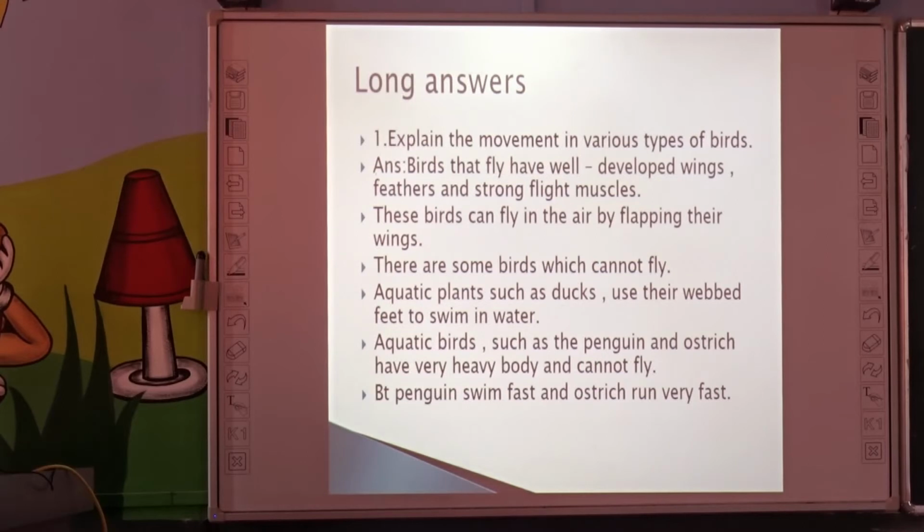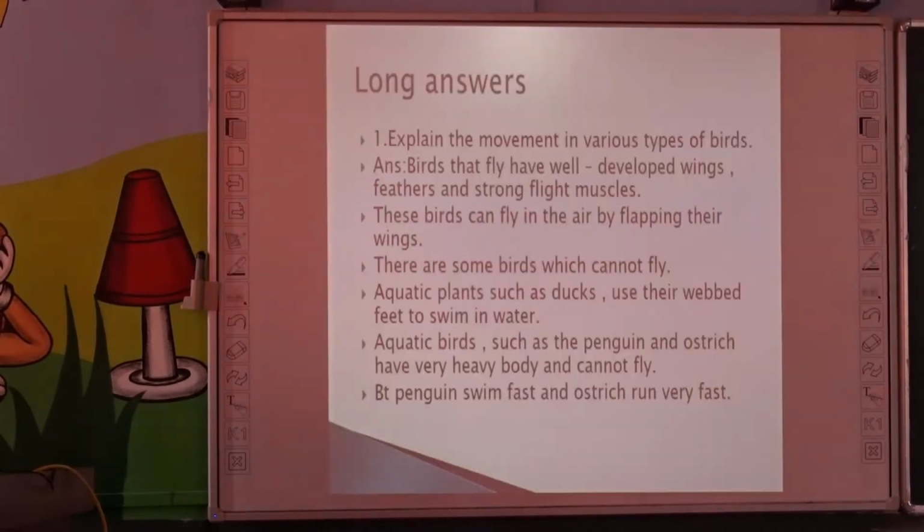Some birds cannot fly. Aquatic birds such as ducks use their webbed feet to swim in water. Birds such as the penguin and ostrich have very heavy bodies and cannot fly. But penguins swim fast and ostriches run very fast.